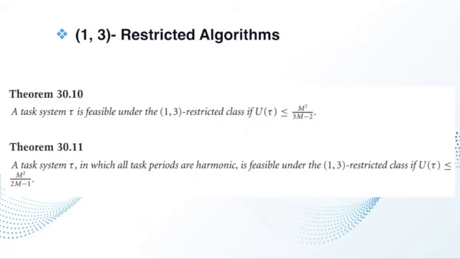It can be shown that if task periods are harmonic, then the schedule produced by RM is a valid EDF schedule. Therefore, we obtain Theorem 30.11: a task system tau in which all task periods are harmonic is feasible under the 1 and 3 restricted class if u(tau) is less than or equal to m squared over 2m minus 1.